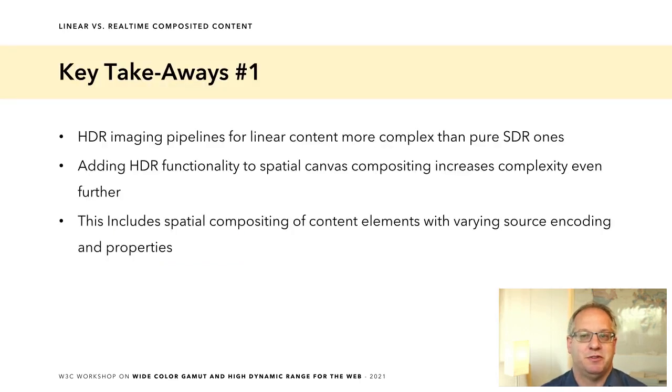This brings us to the first set of takeaways. HDR imaging pipelines for linear content such as movies are already more complex than pure SDR ones. Now, adding spatial canvas compositing to an HDR imaging pipeline increases complexity even further, as the renderer must facilitate content elements that are provided with varying source encodings and properties.